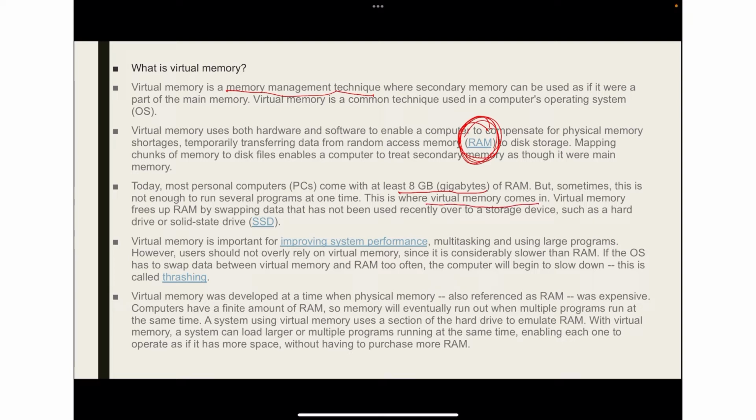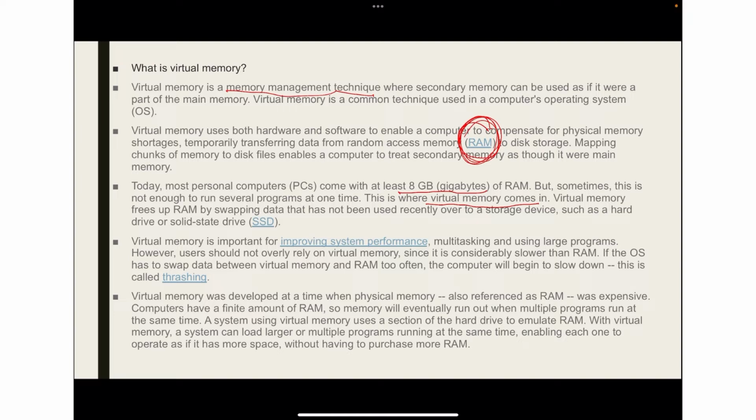Virtual memory backs up RAM by swapping data that has not been used recently over to a storage device, such as a hard drive or solid state drive. So VM is important for improving system performance, for multitasking, and for using a large program.